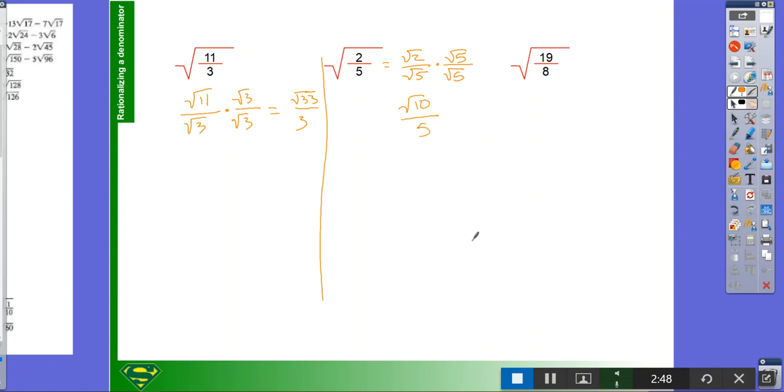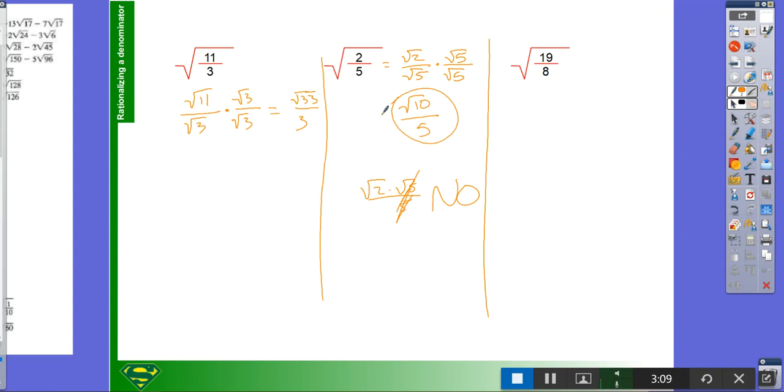Now, I know many of you would be tempted to say, okay, the square root of 2 times the square root of 5 over 5, and then cancel these out. This is a big no, you can't do that, because this is the square root of 5, and that is 5. They are not the same thing. So we're just kind of done with this piece.